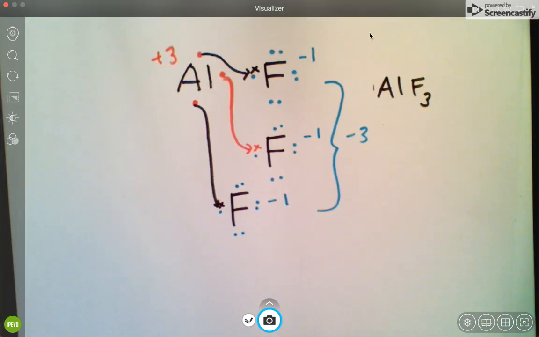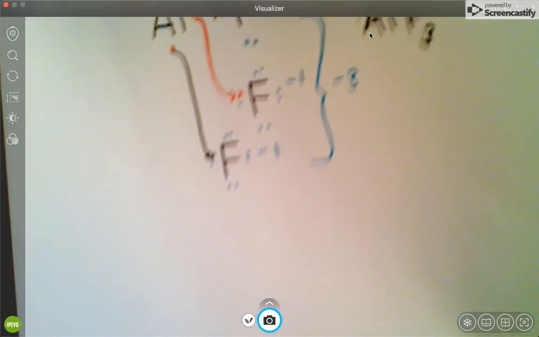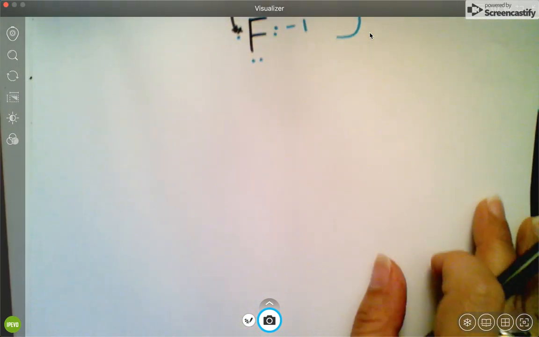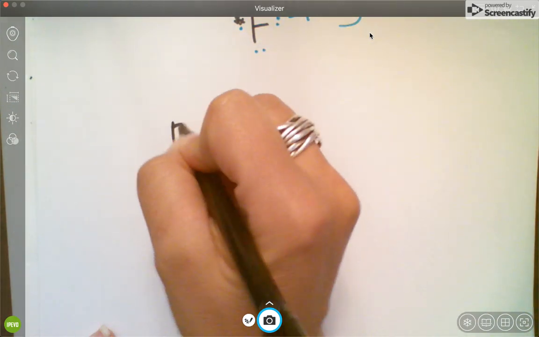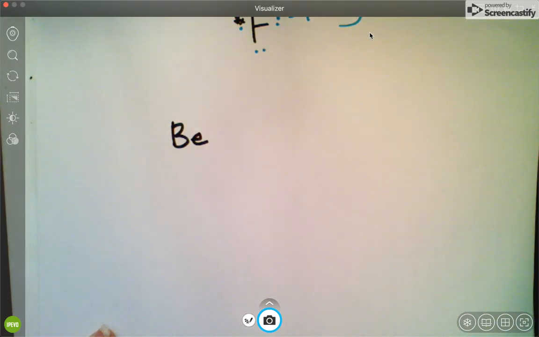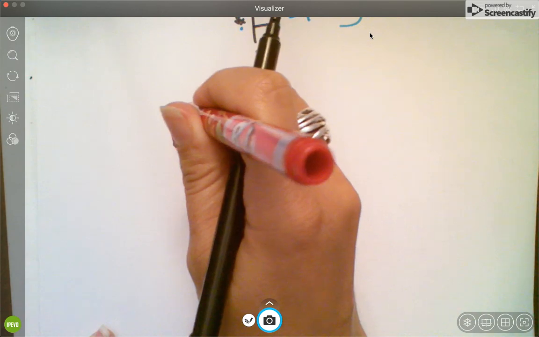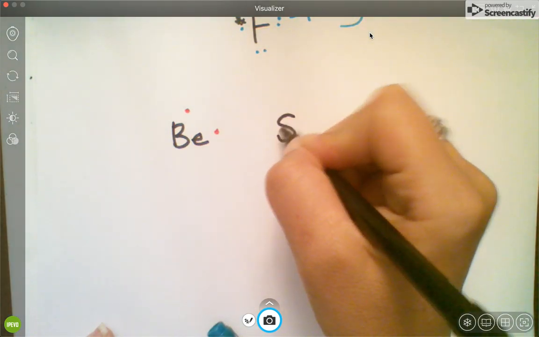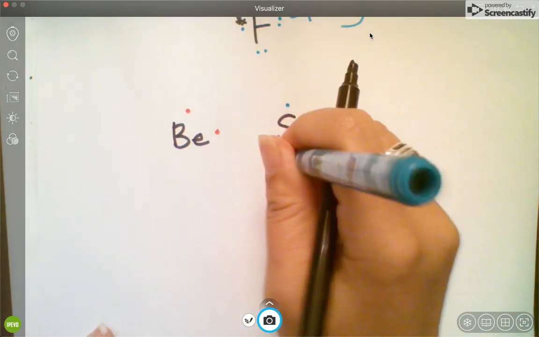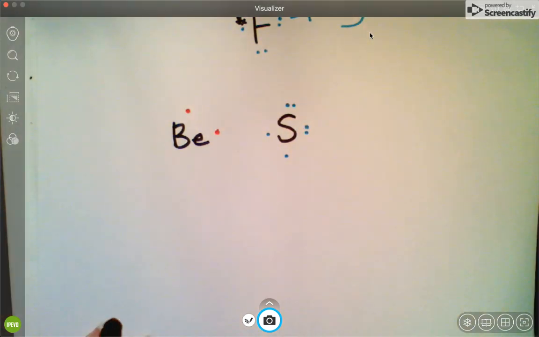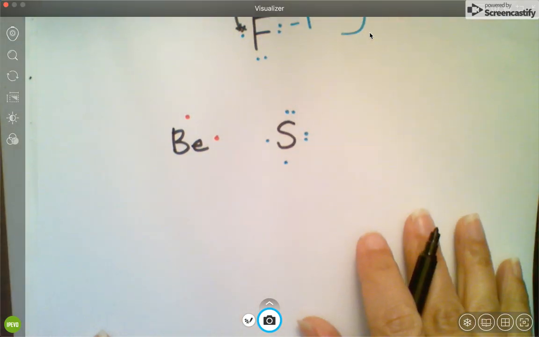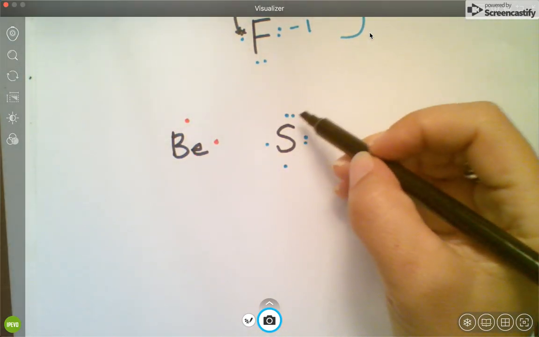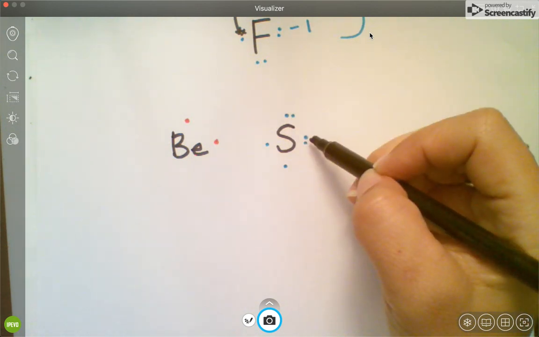If we take a look at another scenario, for instance, let's do beryllium and sulfur. Beryllium, being an alkaline earth metal, has 2 valence electrons. And sulfur has 6 valence electrons. 1, 2, 3, 4, 5, 6. Notice that I'm going clockwise to fill my valence shells. We have 2 lone pairs, so that's not where the bonding action occurs.